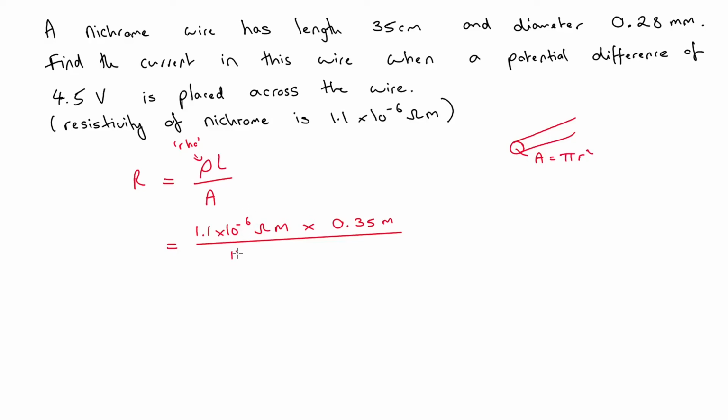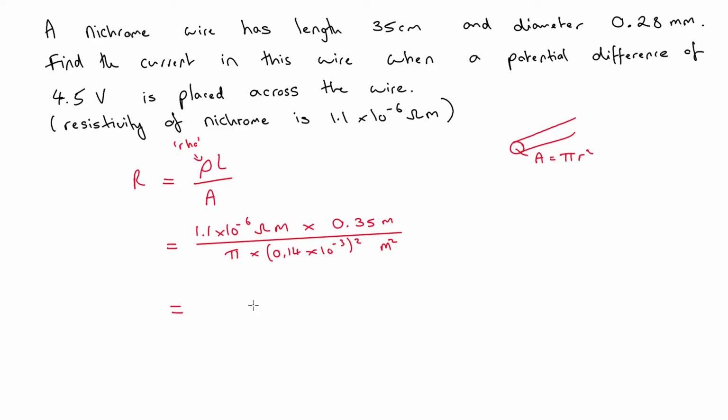So on the bottom here we're going to have pi multiplied by the radius, which is half the diameter, so half of 0.28 will be 0.14, and again we want that in meters, so the prefix milli is times 10 to the minus 3. Don't forget on the bottom the radius has to be squared, and there we go. We've got resistivity multiplied by length. The area here is going to have units meters squared. Obviously the meters on the top and bottom will cancel, and the unit will come out in ohms for resistance at the end.